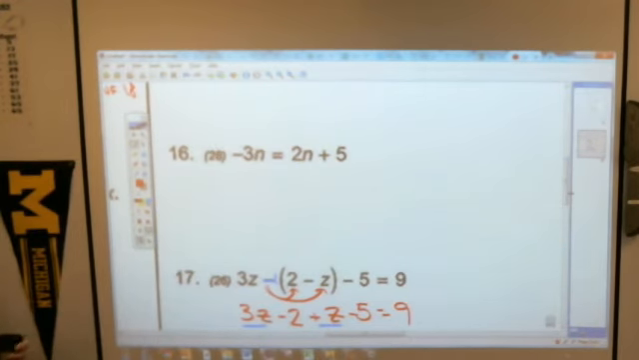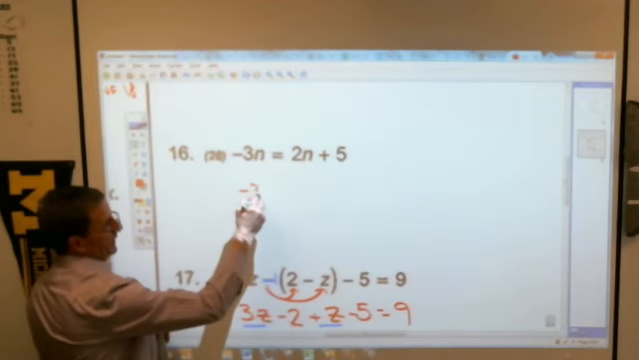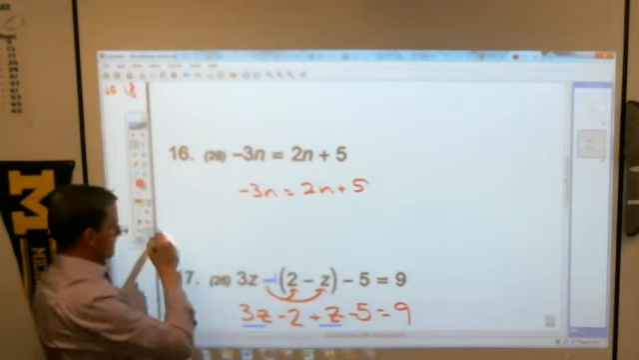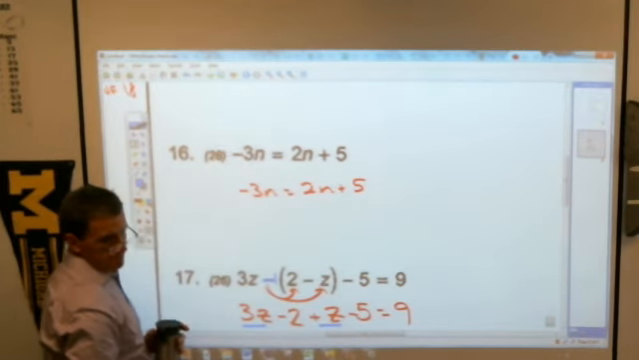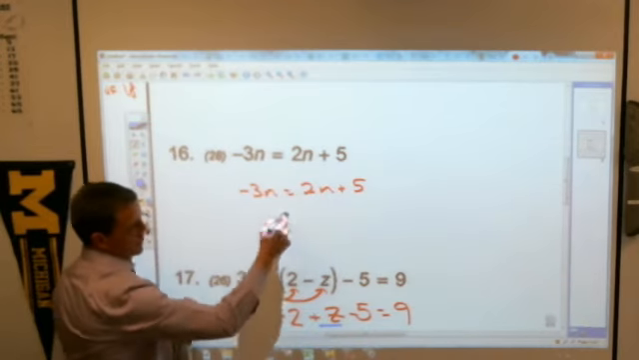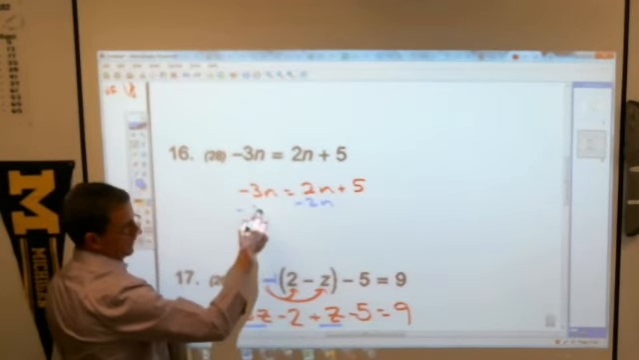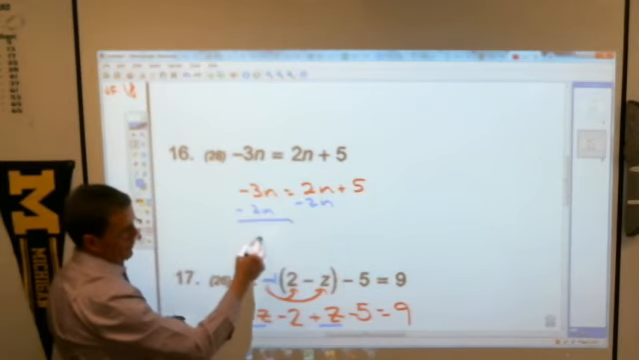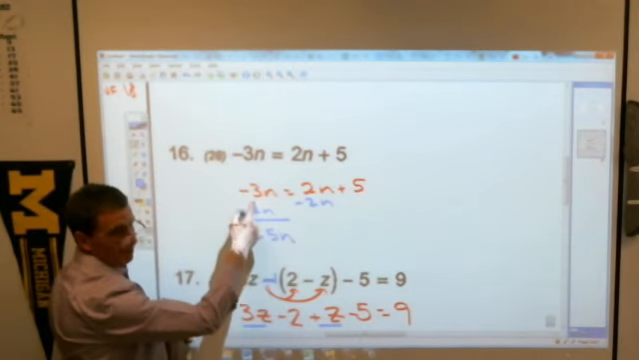It is. Alright, the deal with 16 is that it has 2 letters that you gotta either put on one side or the other. Did you try it? Yes. What did you do? I moved the 2n over to the negative. And how did you do that? Subtracted 2n and subtracted 2n. And if you take 3n and subtract 2n, you get negative 5n. It's not positive because you're not multiplying.